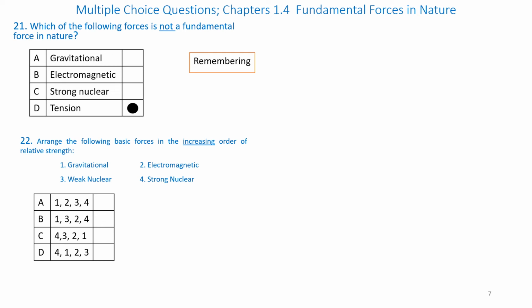So the correct answer is 1, 3, 2, 4. That is, gravitational force is weakest, and the next weakest is weak nuclear force. Next weakest is electromagnetic, and finally the strongest of all is strong nuclear force. So 1, 3, 2, 4 is the correct order. Choice B is the correct order.